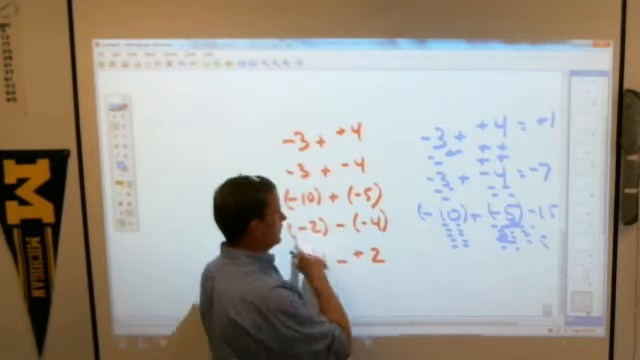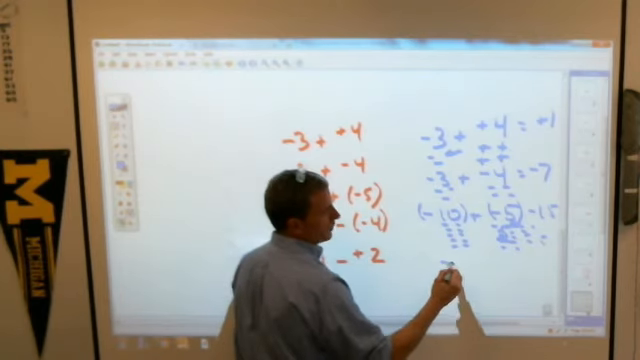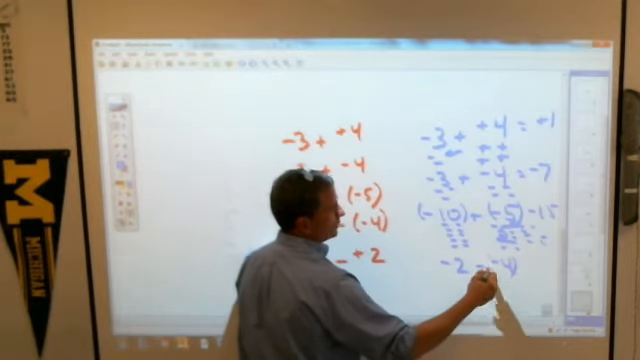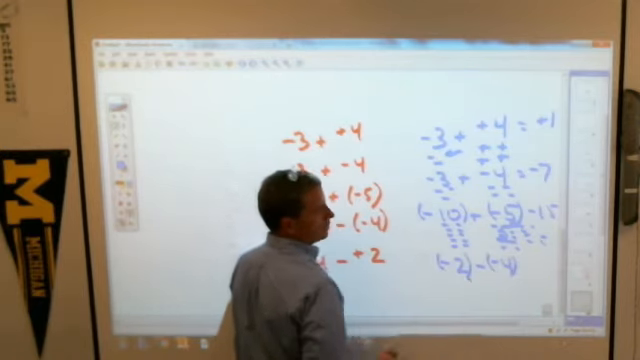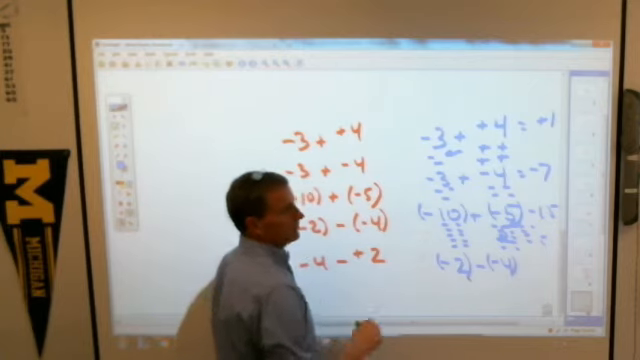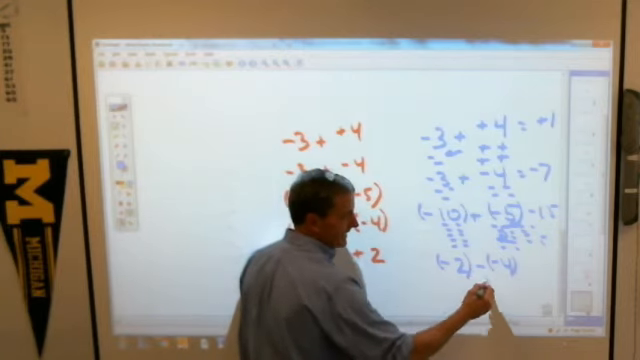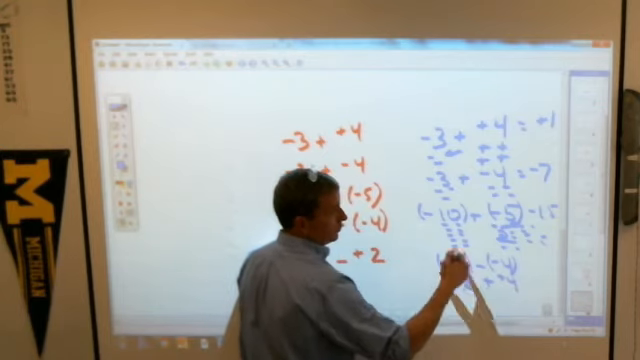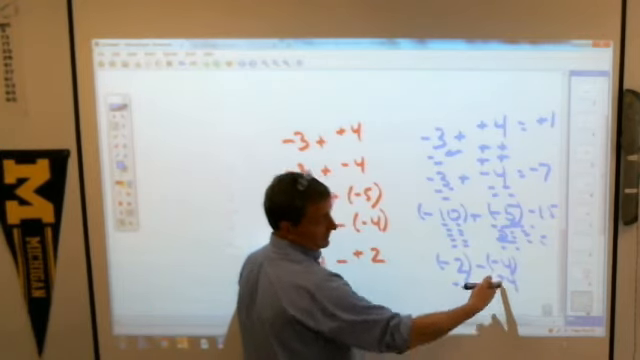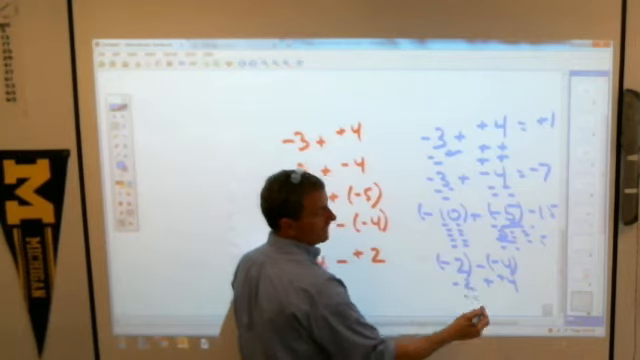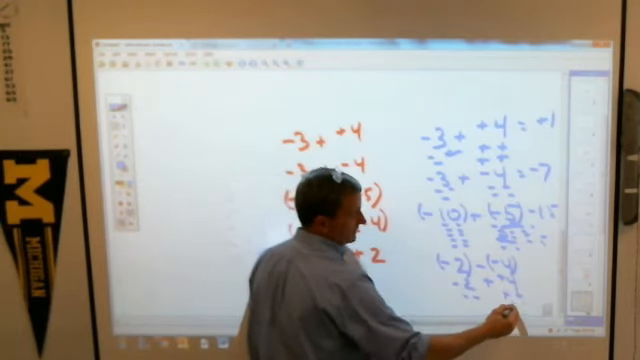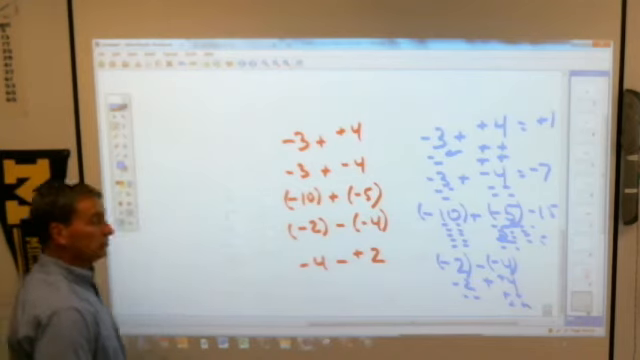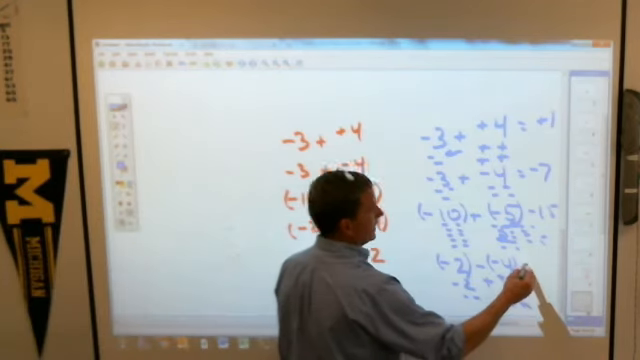Now, here's where people run into trouble. Negative 2 minus negative 4. The rule is to subtract, you add the opposite. So if we could do these problems up here, you can do it down here. It's the same thing. Here you have 2 negatives, 4 positives. Put those together, you end up with positive 2. 2 more positives than negatives.